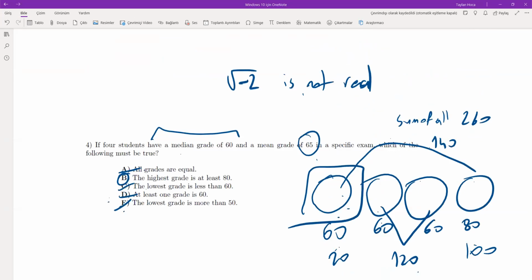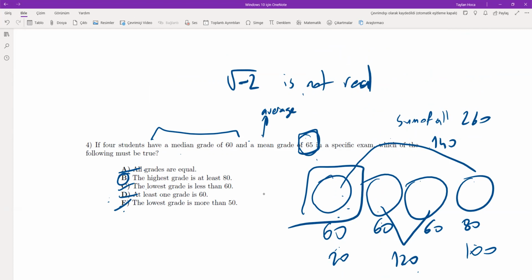Sorry, can you explain what a mean grade is? Average. No, the mean is the average. So the average of all of them is 65. What is the average? I sum them all and divide by the number of observations.